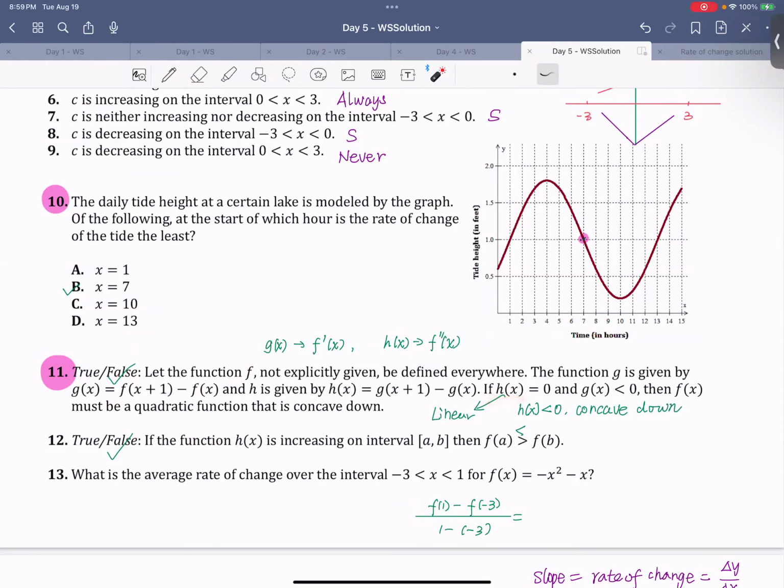they say if second derivative equals 0, then this will be concave down. Second derivative equals 0. That means you are a linear function. For your linear function, the second derivative will be a constant. So second derivative equals 0. Concavity will be 0. It's not concave down.